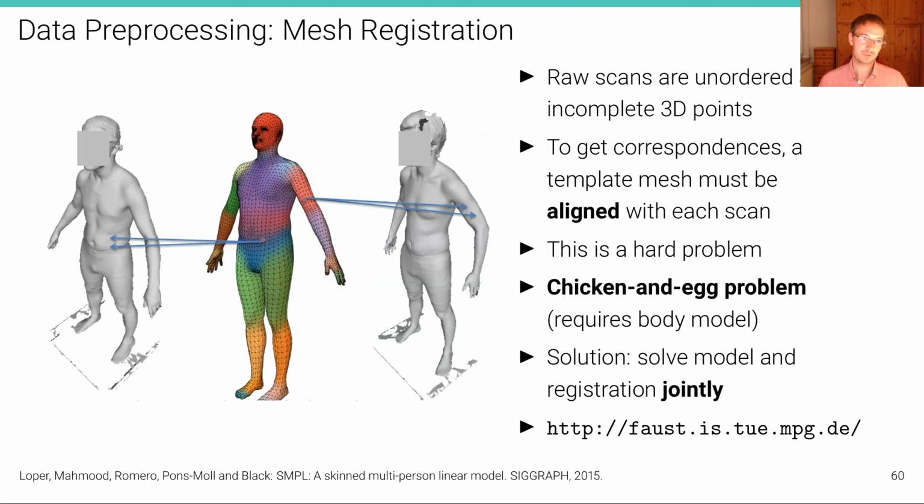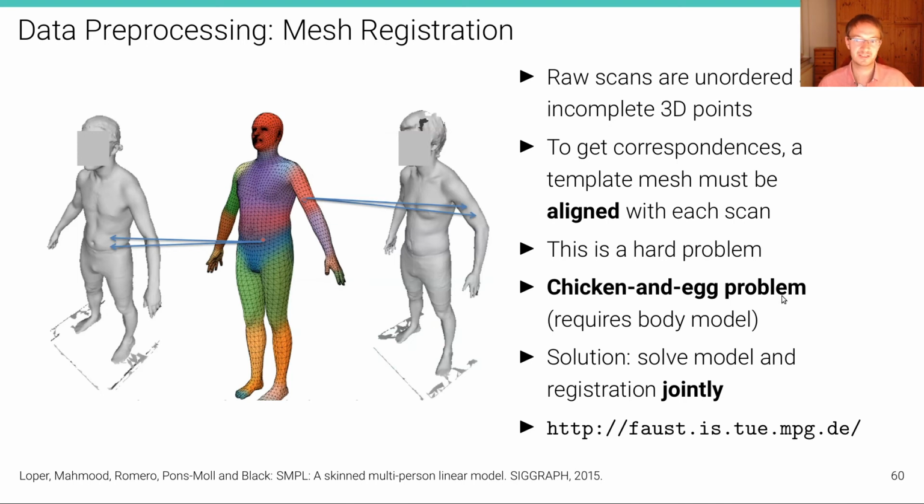In order to do so, as a first step, we need to do something that's called mesh registration. The raw scans are just unordered and incomplete 3D points. They can be meshed, but you will see they have many artifacts and holes as illustrated here. And to get correspondences, a template mesh, this template mesh designed by the artist, must be aligned with each scan. And this is a hard problem.